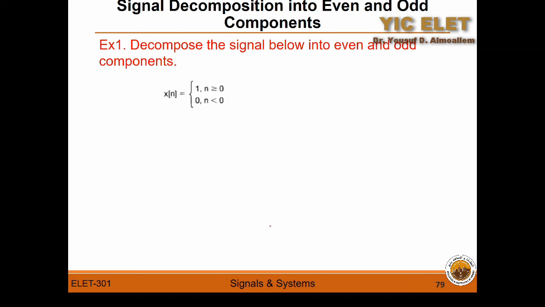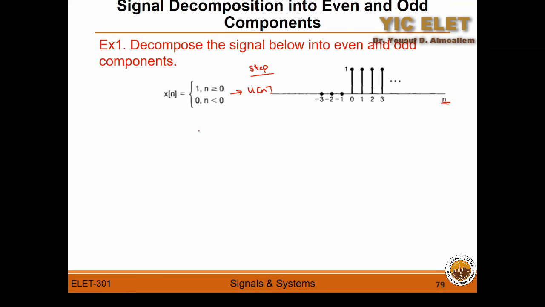If we are interested in an example, let's say that x of n equals 1 whenever n is greater than 0 and equals 0 whenever n is less than 0. What is this? This is nothing but the definition of u of n, the unit step function. It will be 0 everywhere on the negative side, and it will be equal to 1 on the positive side of the n axis.